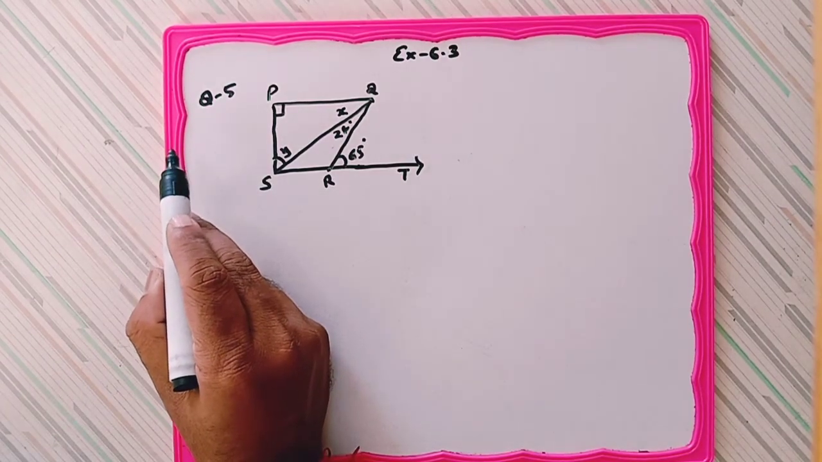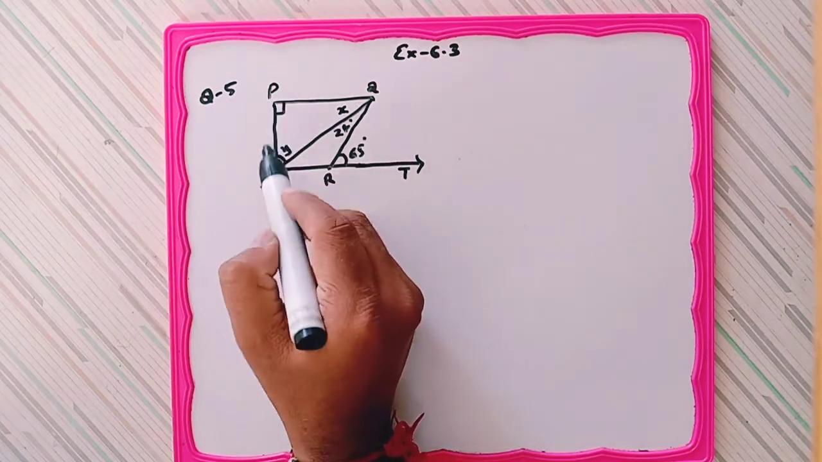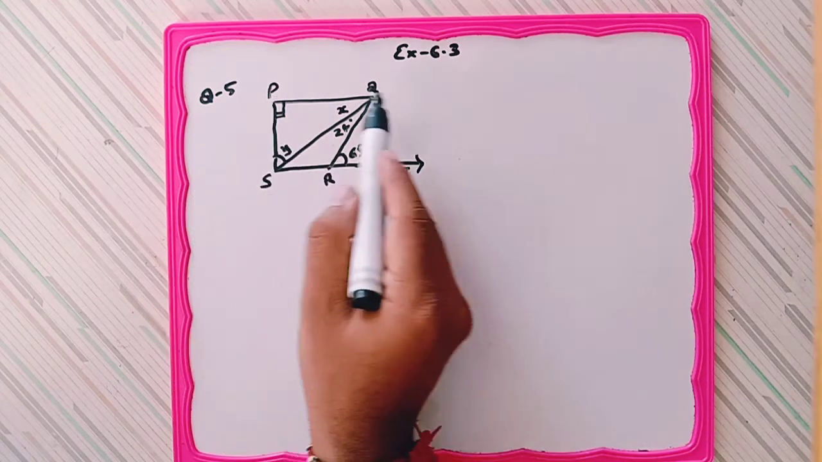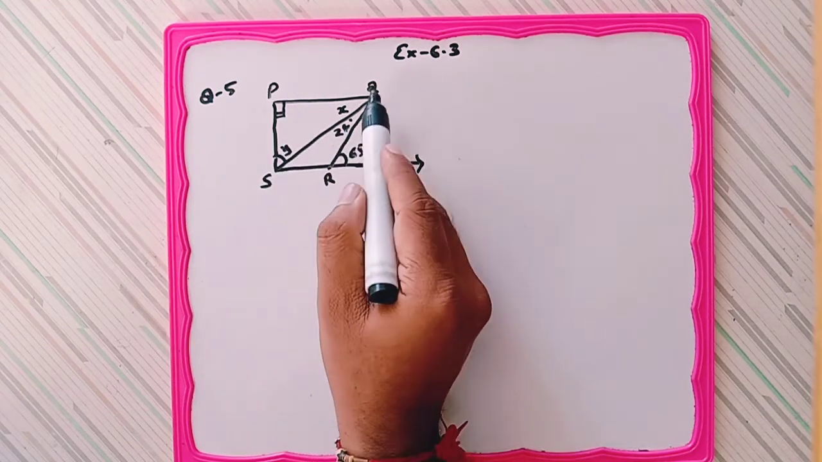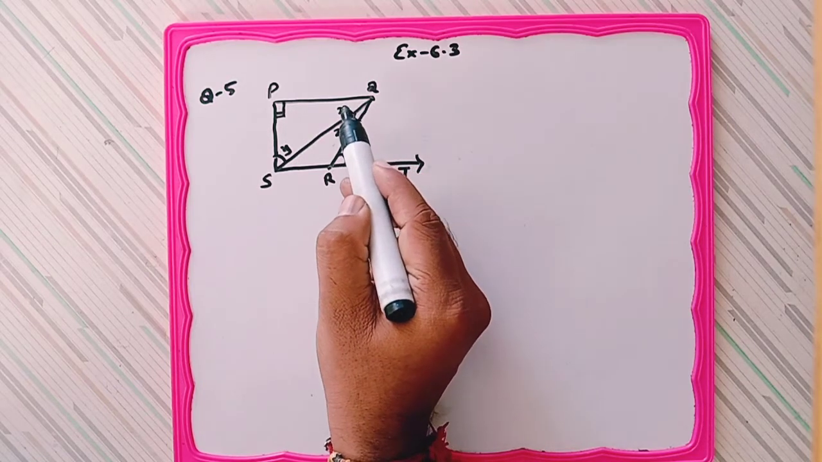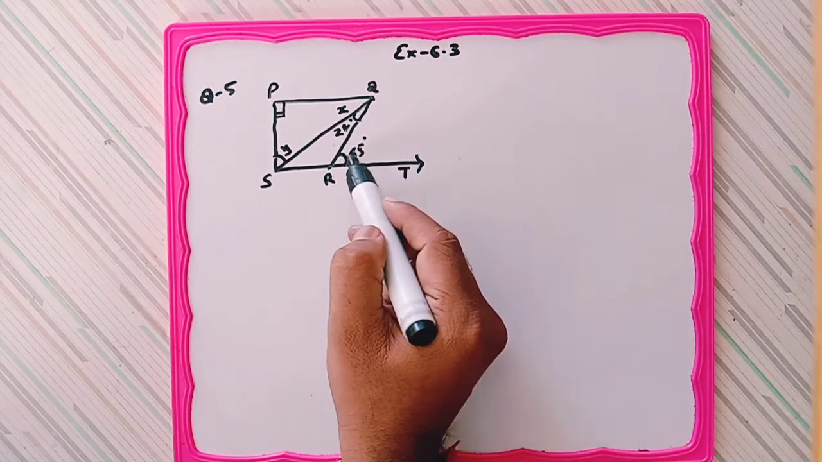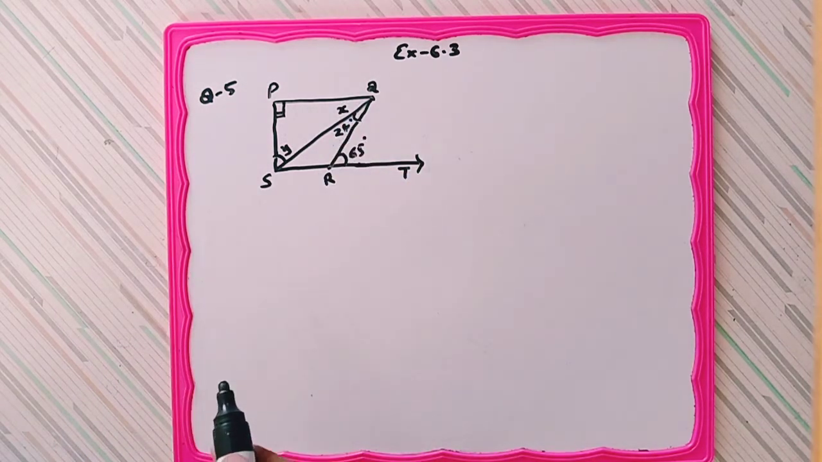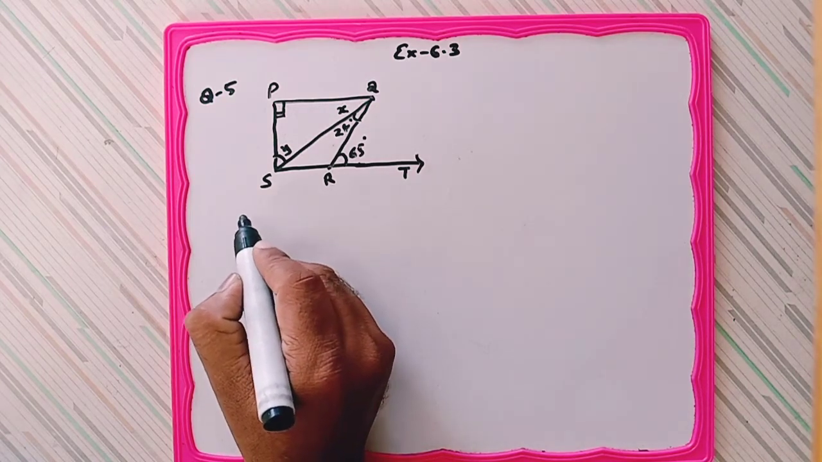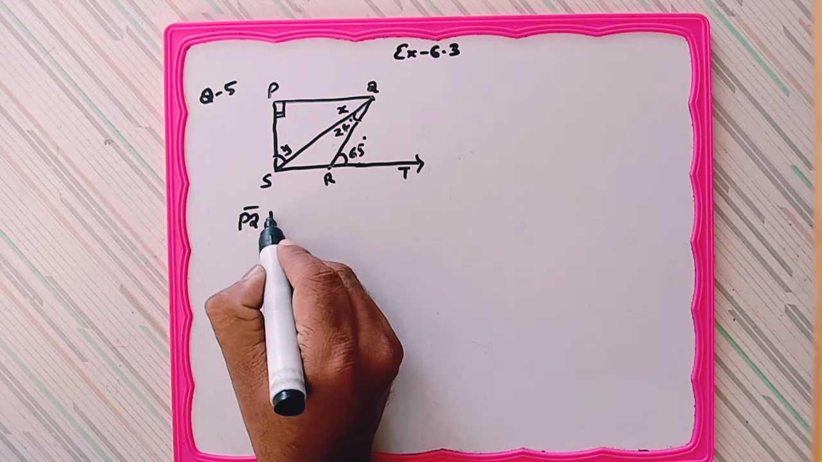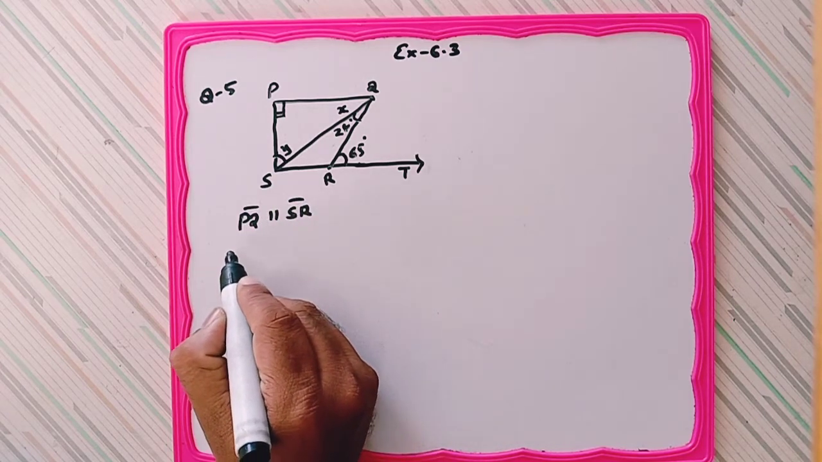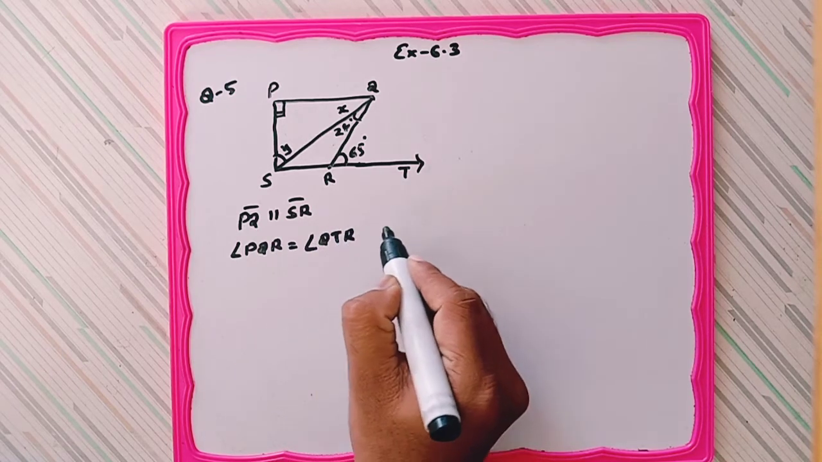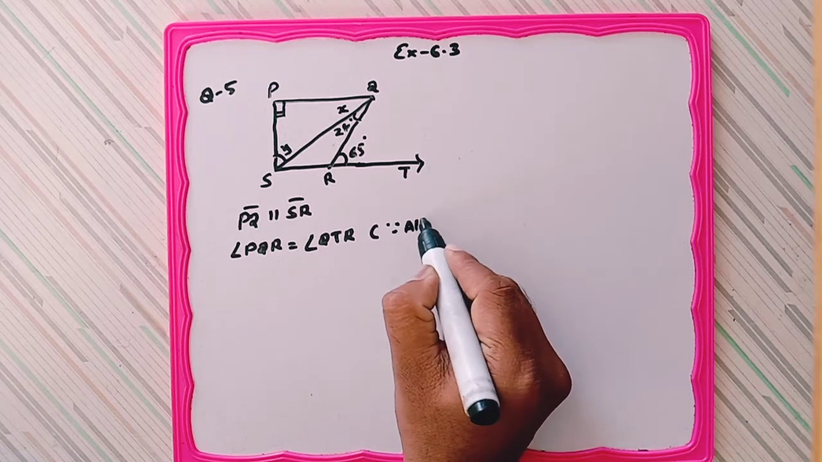Now question 5 we have: PQ and PS are perpendicular, meaning angle P is 90 degrees. PQ is parallel to SR, angle SQR is 28 degrees, and angle QRT equals 65 degrees. Then find the values of X and Y. So here, given that PQ is parallel to SR, we can write angle PQR equals angle QRT. Reason: alternate angles.